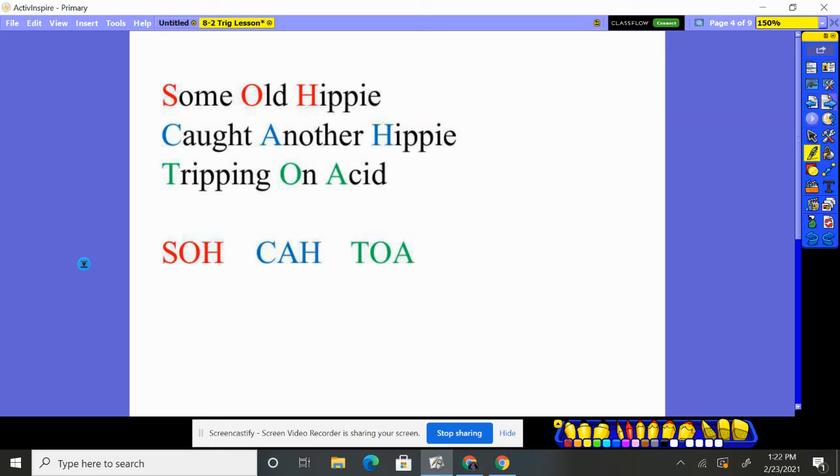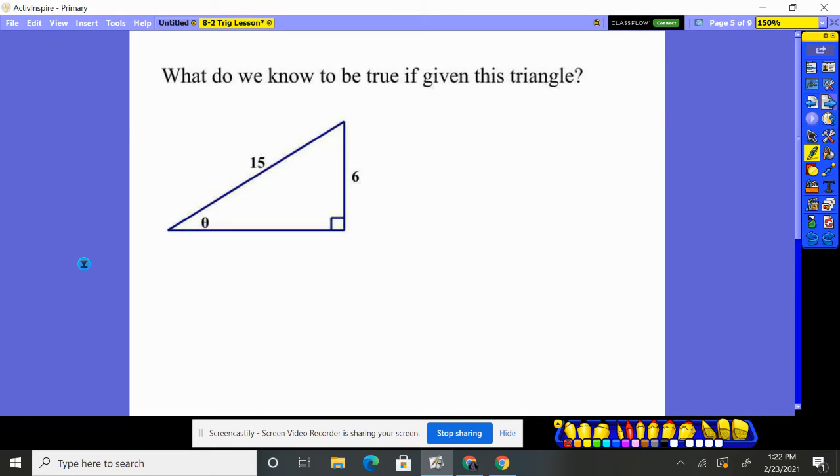We remember with the expression, "Some old hippie caught another hippie tripping on acid." So here is: some old hippie caught another hippie tripping on acid. We should know those at this point. We did them back in geometry. So let's look at this triangle and see what we know to be true. This is what we want to learn today.